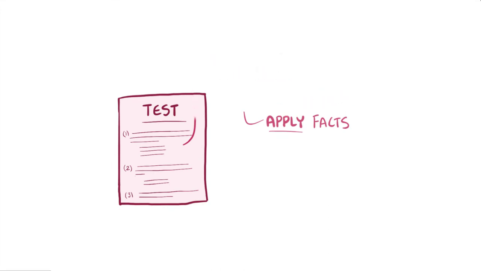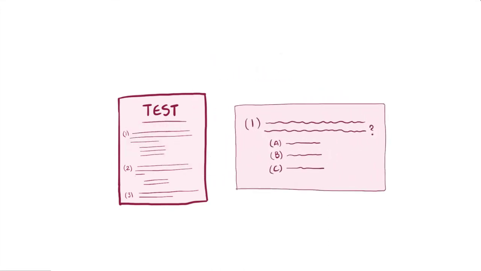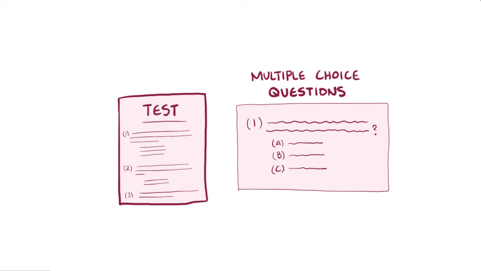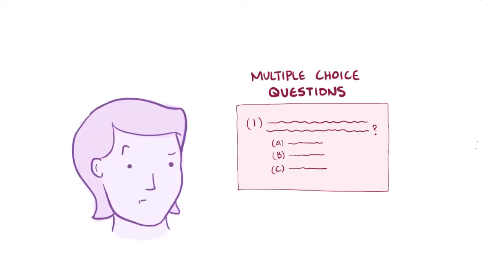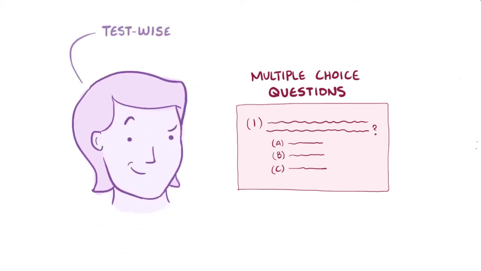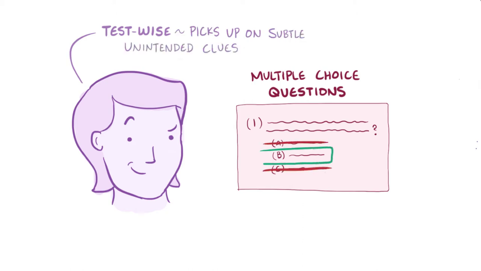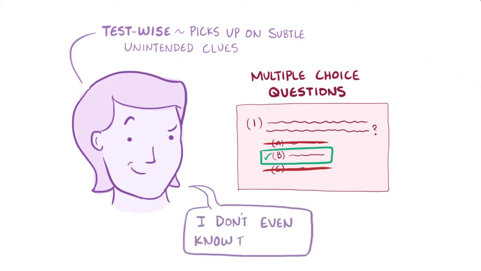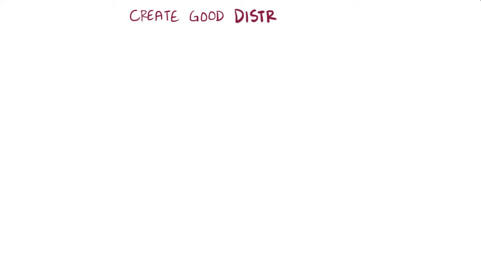So, how are these great questions written? Well, when it comes to multiple choice questions, there are some ways to avoid making the answer obvious to a person who's test wise. In other words, someone who can pick up on subtle unintended clues and narrow down the choices or zero in on the answer without actually knowing much about the question topic. The first trick is to create good distractors that can't be easily eliminated.